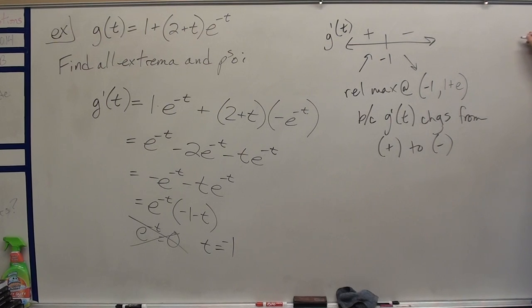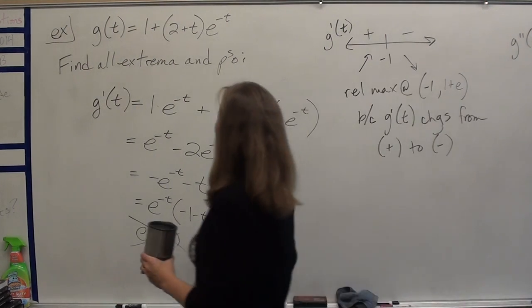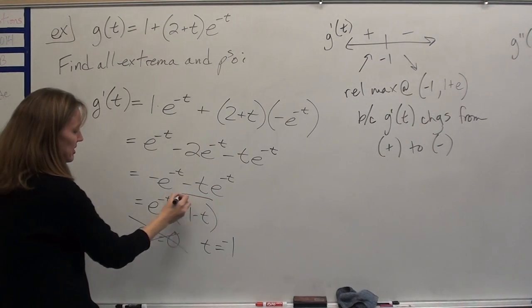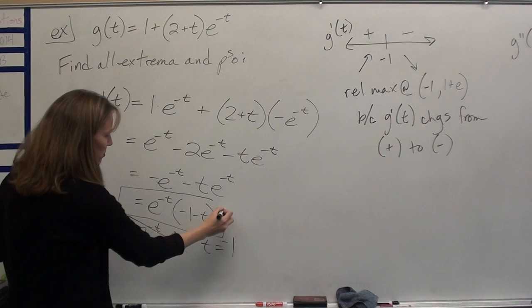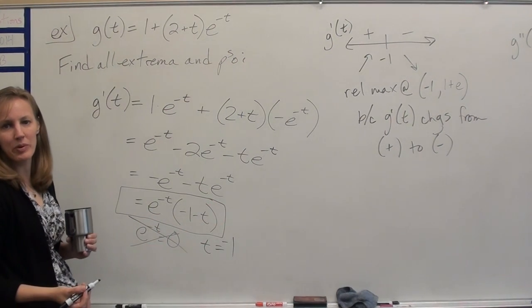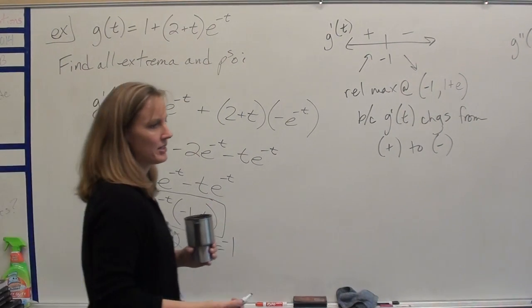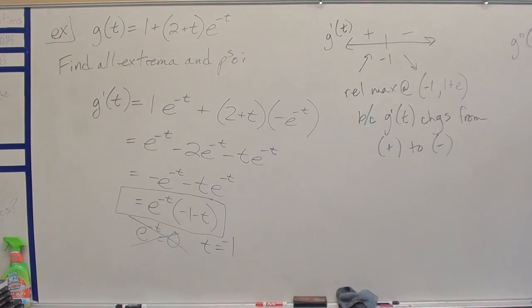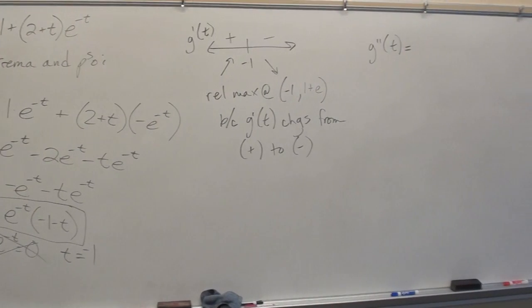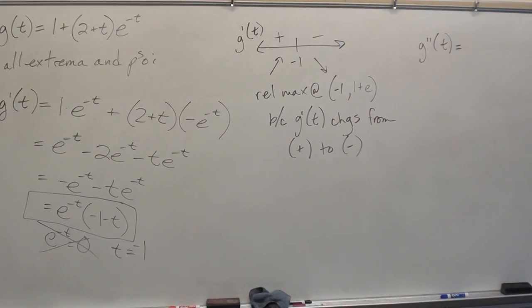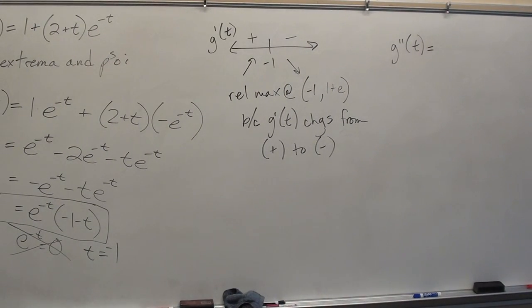Alright, we're going to find g double prime. When you find g double prime, use this for your g prime and take the derivative of that. So we're going to find g double prime, given that g prime is e to the negative t times negative 1 minus t. So I want you to find g double prime.